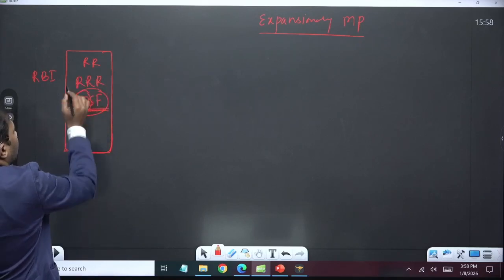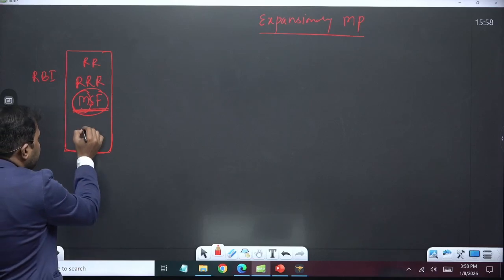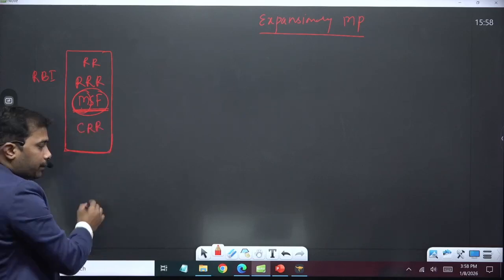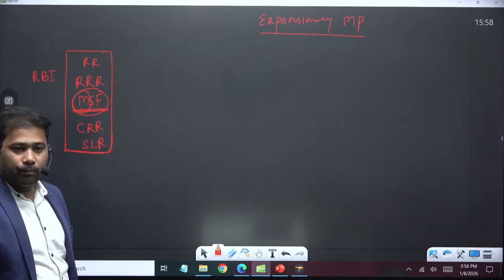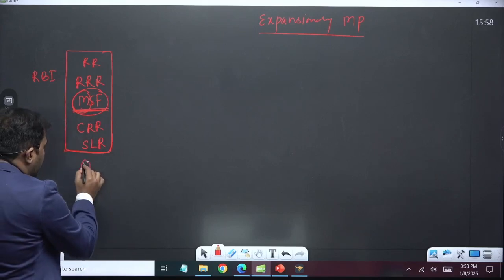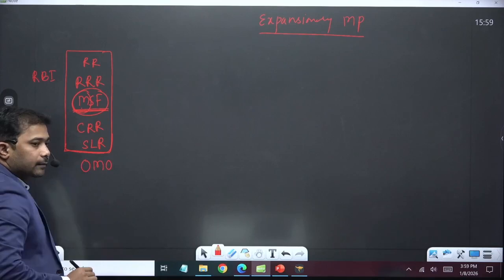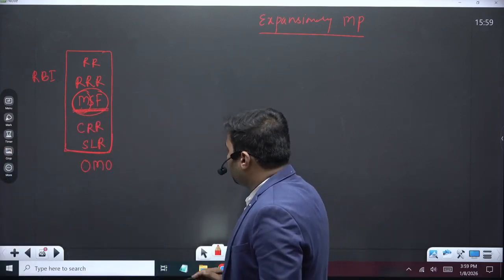Okay, any other? What do we include here? Reserves. So CRR, statutory liquidity ratio. Then open market operation, selling and purchasing of the bonds.